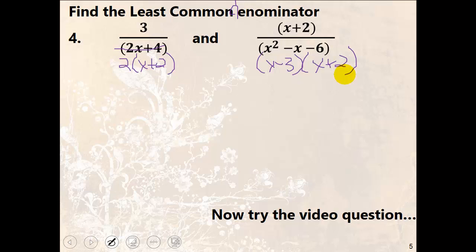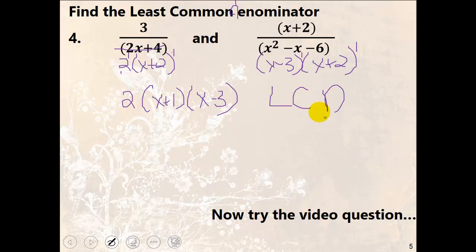Okay, so now what we're going to do is find the least common denominator. I have to have every unique factor showing raised to its highest appearing exponent. When there is no exponent, it's all just ones, right? So I need the factor of 2. Then I need an x plus 2. This is to the first and this is to the first, so I just need it to the first. And then I need an x minus 3. And that's our least common denominator.